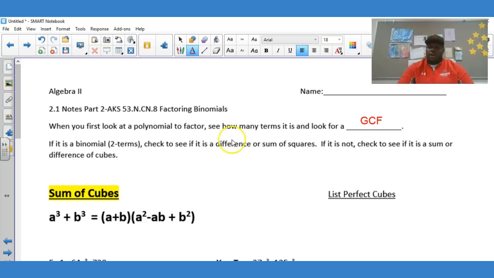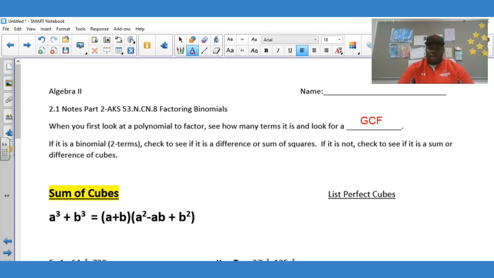Here you just take the square root of the terms, and you get a plus or a minus. And here you would take the square root of the terms, and you have a plus or minus with an i: a minus bi, a plus bi. If it is not, check to see if there's a sum or difference of cubes. Cubes have the power of 3. So these are the sum of cubes.